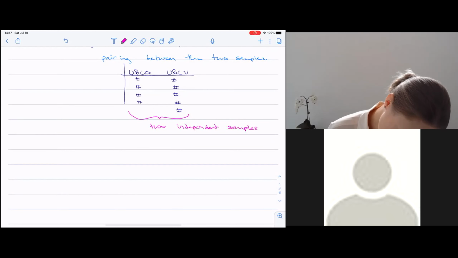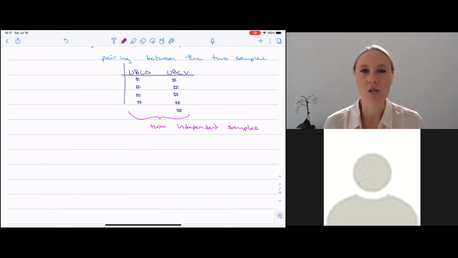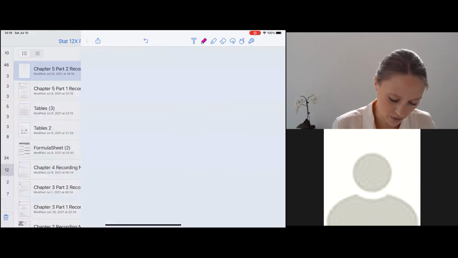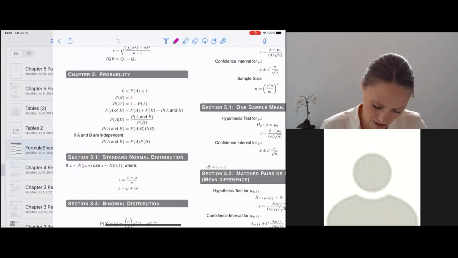So it is our job to read a question and determine: are these data paired, or are these two independent samples? We'll start with paired data, and then we'll introduce independent samples and how we deal with those. But I also want to point you towards the formula sheet here.